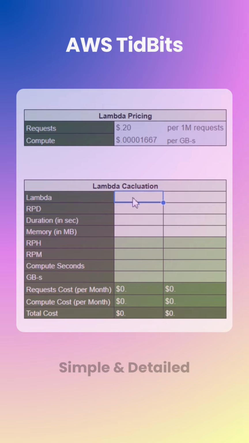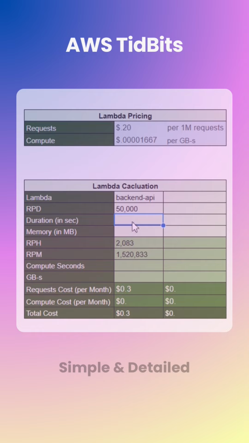We'll check on it. Let's take a Lambda use case, say a backend API, and RPD is requests per day. Let's say it's about 50,000. That means it's about 2,000 requests in an hour. If we calculate for the month, it's about 1.5 million requests in a month. This helps us calculate the first component of the pricing, which is about 30 cents for the number of requests. We saw the pricing as 20 cents for 1 million requests. We have about 1.5 million requests, so it's about 30 cents.